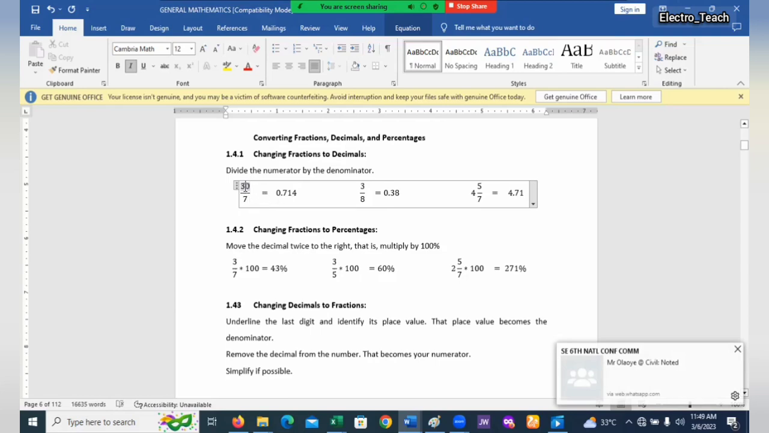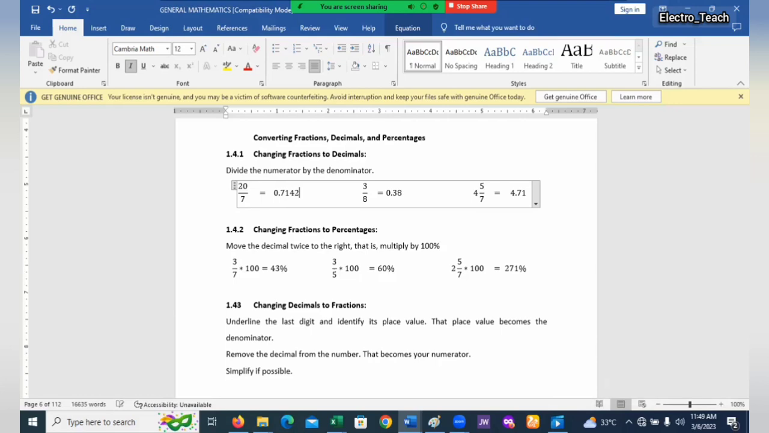So imagine that this 3 is no longer there. Then you have 2 now. The number becomes 20. Then you say again, 20 divided by 7. Then you look at how many times you can get 7 out of 20. Obviously, you can get it 2 times. And that will leave it as 14. So if you take 14 out of 20, it will remain 6.